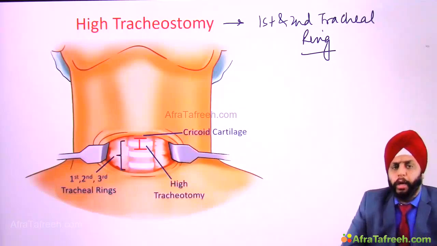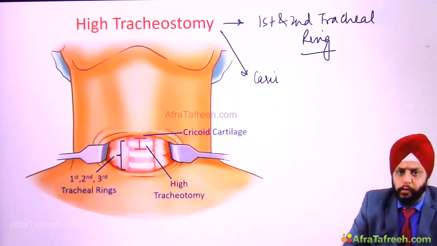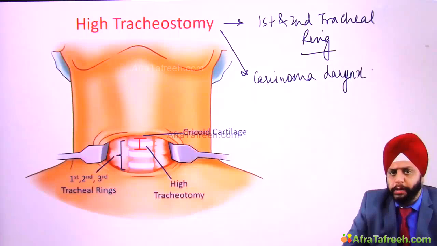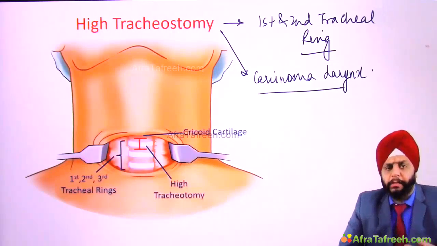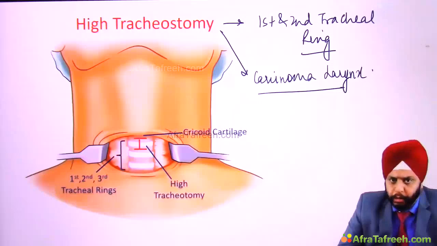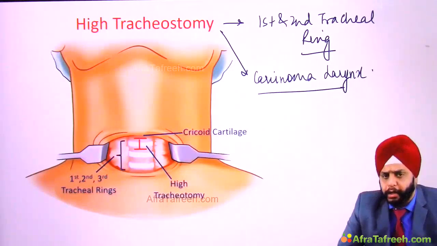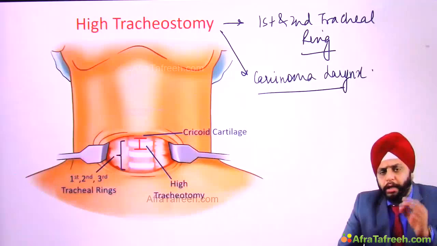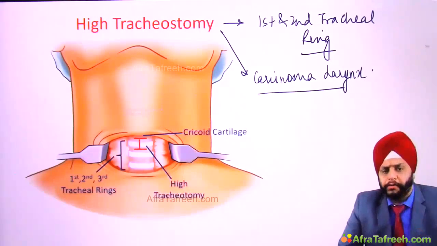Now, where do we do high tracheostomy? We do high tracheostomy in case of carcinoma larynx. Why do we do high tracheostomy in CA larynx? That I will tell you when I teach you CA larynx. But just remember the high tracheostomy in case of CA larynx. What do we do in this? We give an incision between the first and second tracheal ring, or if you want to remove a part of the tracheal cartilage, you can remove a little bit of the first ring.